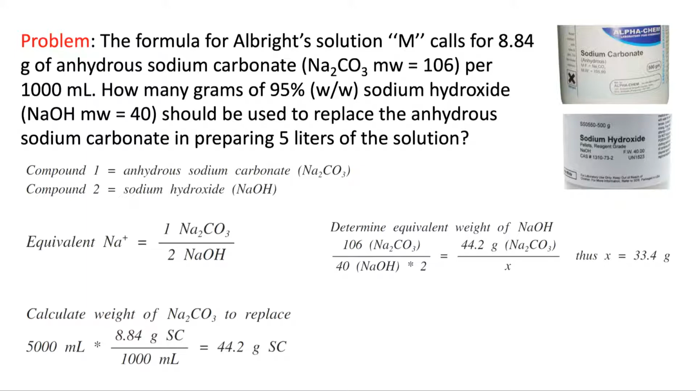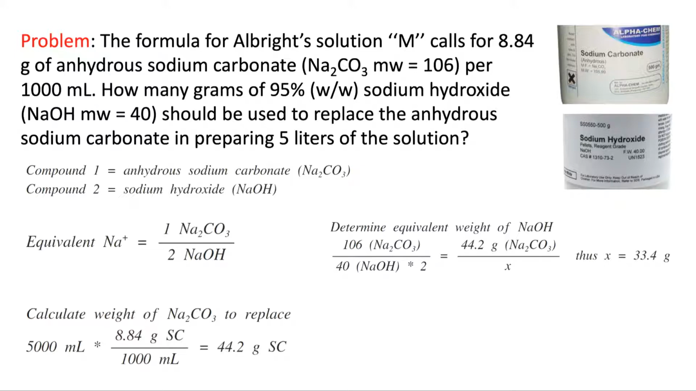So to solve for x, what we have to do is take our 40 molecular weight of sodium hydroxide times 2, which is 80, take 80 times the 44.2, and then divide by the 106. So if you solve that math for x, we see the equivalent amount of sodium hydroxide we would need would be 33.4. That accounts for both the difference in the molecular weights and the differences in the amount of sodium between the two products. So that's why the equivalent weight for sodium hydroxide is 33.4 grams, would be the same amount of sodium as 44.2 grams of our sodium carbonate.